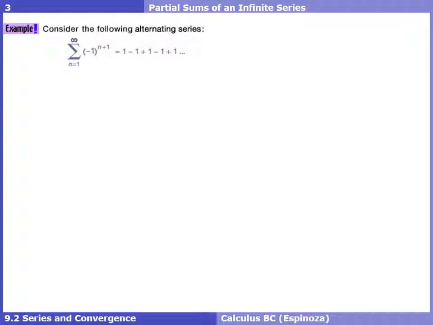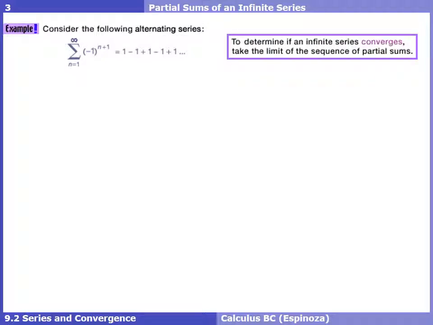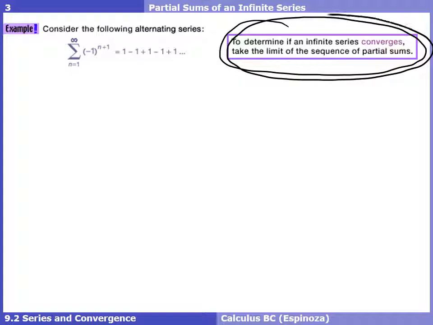So really the idea is this. If we want to determine if an infinite series converges, we need to take the limit of the sequence of partial sums. This is basically what you should have taken away from slide number 2. If we want to figure out what an infinite series is doing, we need to look at the sequence of partial sums. If that sequence converges, then the infinite series converges. If that sequence of partial sums diverges, then the infinite series diverges.